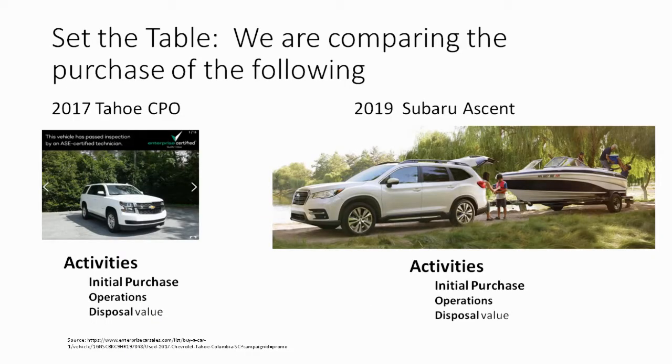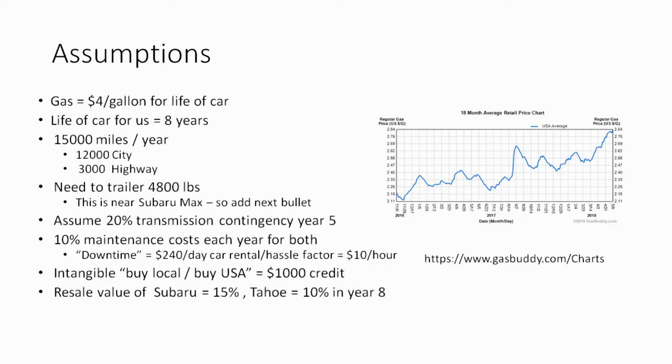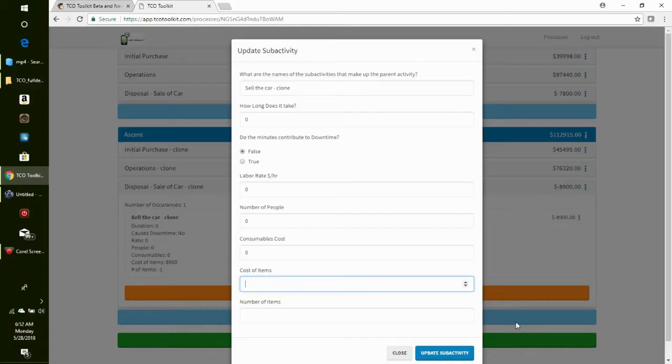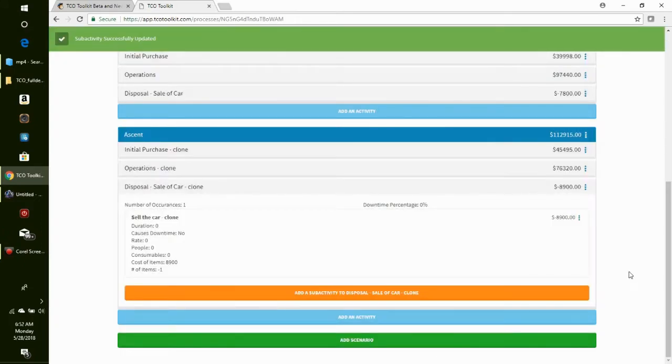Okay, as we come to the end of our TCO, we're summarizing that we did the activities of initial purchase, operations, and disposal value. We used a number of assumptions going in, reasonable assumptions backed up by data. And then we're going to go ahead and enter in the last bit of data about the Ascent, minus $8,900, which is what we get back when we dispose of the car. So that's the end of the TCO study.